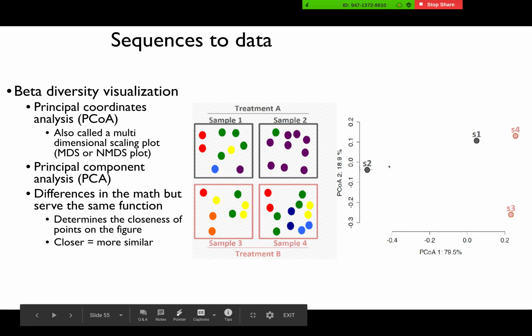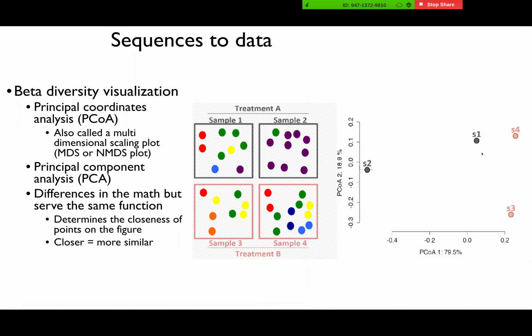Now, the idea here is that each one of these corresponds to a distinct sample, with the idea being that we have sample one, sample two, three, and four, right? The same four we've been talking about. The idea being that the closer they are in 2D space, so sample four and sample one are very close to one another in 2D space, thus, they have more similar microbial communities.